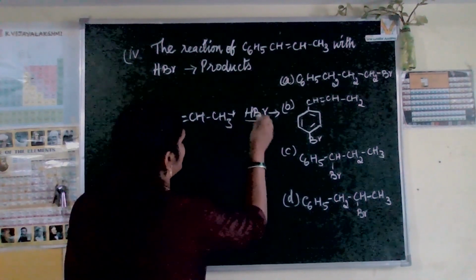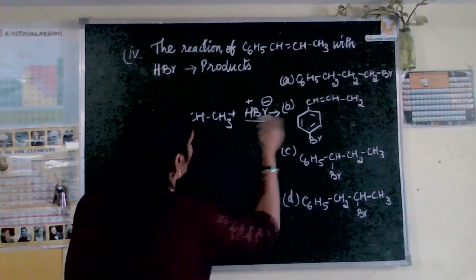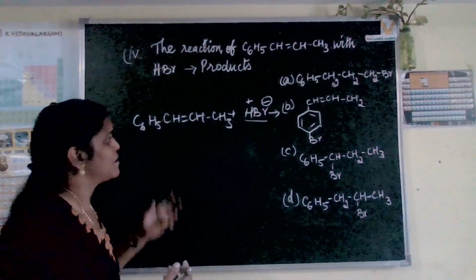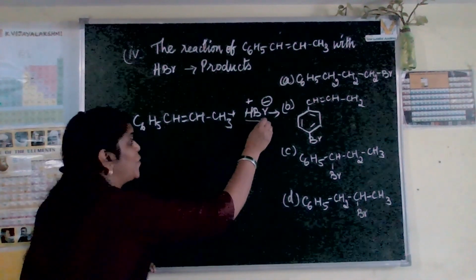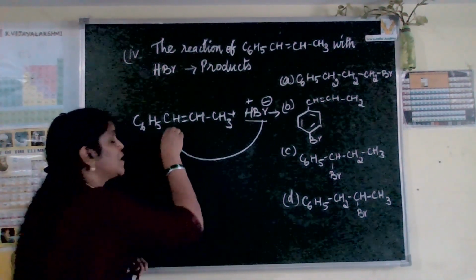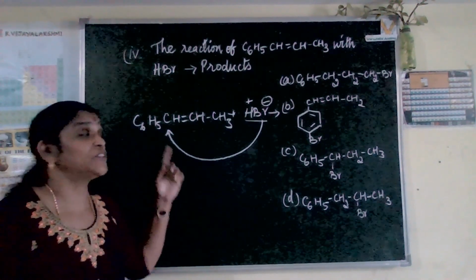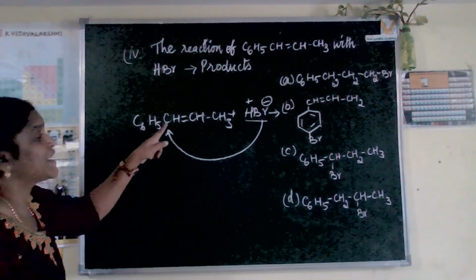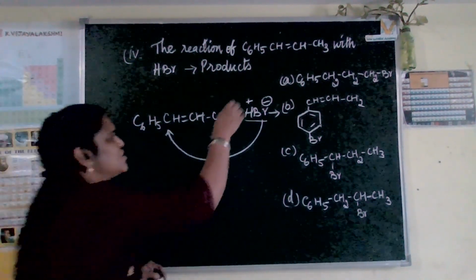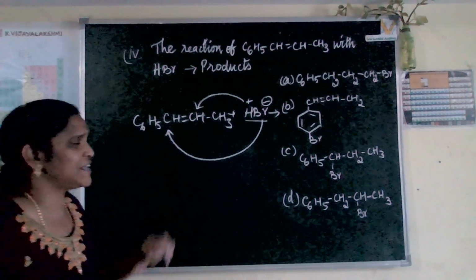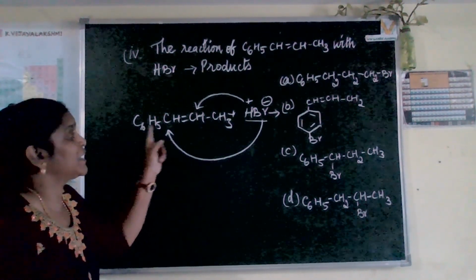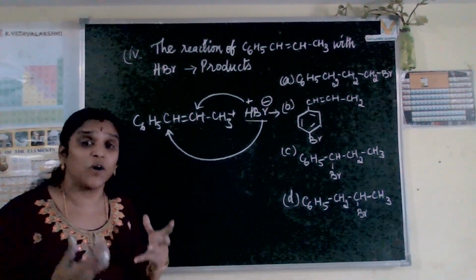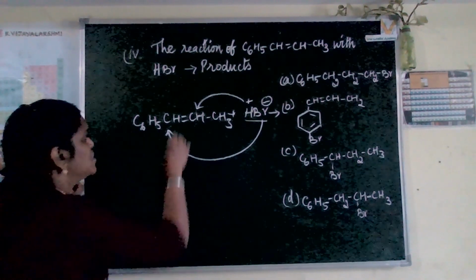As we are writing this, H plus and Br minus. Where will this Br go and attach? Of course, where there is less hydrogen, but both are the same. Why? The carbocation will be more stabilized due to resonance. C6H5 is there, so naturally this Br will go and connect with this point only, not here, and this hydrogen will go and attach. The carbocation is more stabilized due to resonance, so the bond breaks.